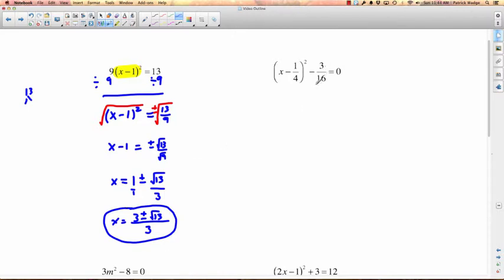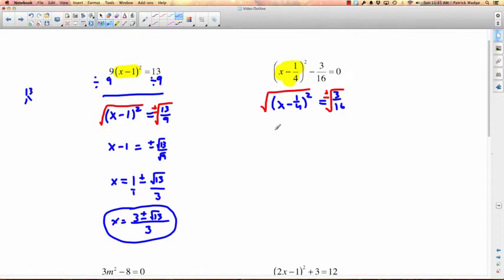Okay, this looks ugly. We got fractions in here, but you still follow the same rules. You want to get the squared bit isolated. The squared bit is all this here. So we need to move this negative 3 over 16 to the other side. So we have x minus 1 over 4 all squared equals 3 over 16 when it moves over. Okay, now we're ready to take the square root of both sides. Make sure you put plus minus.